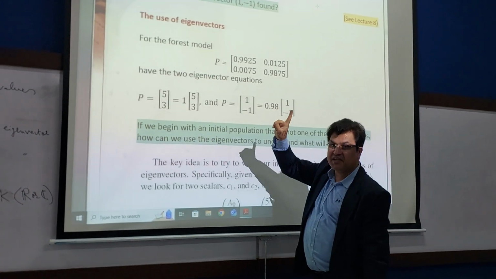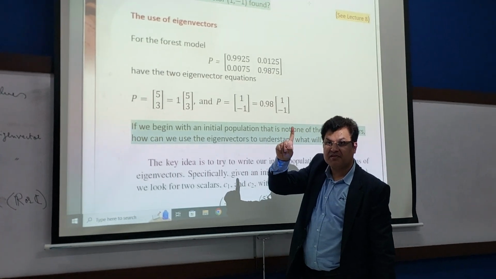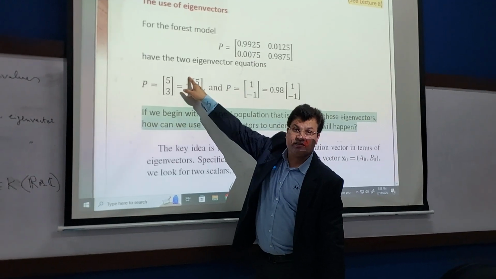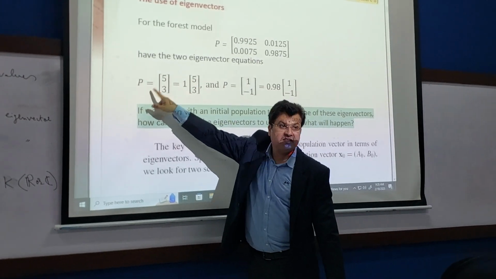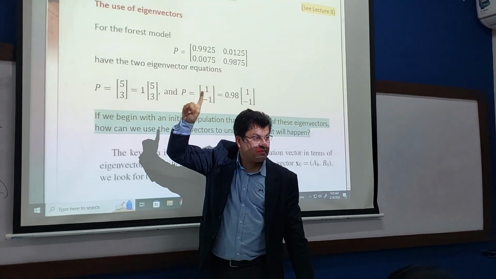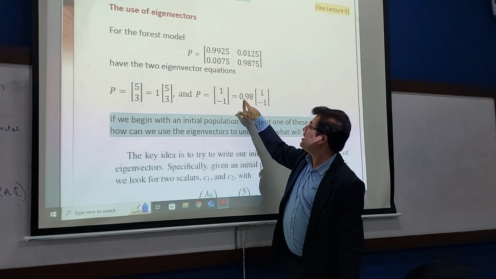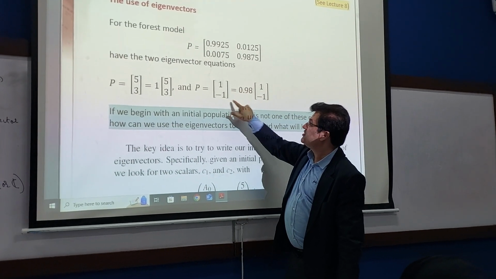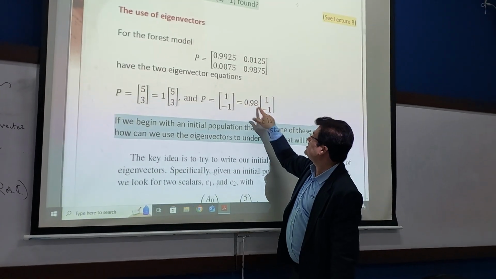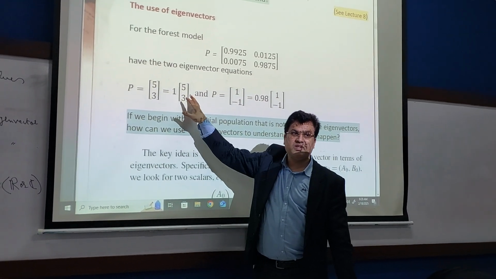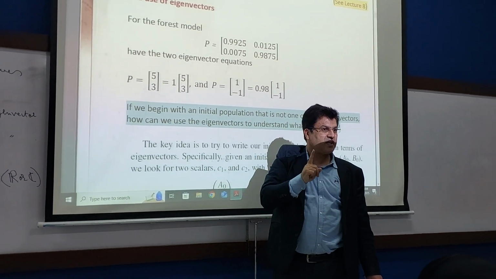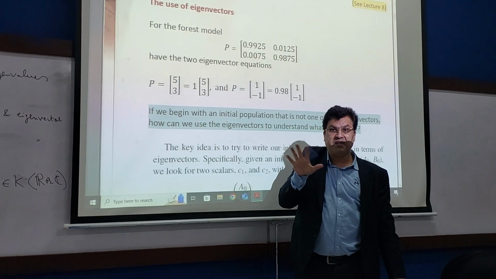If I want to predict the first time step, what will be this lambda power 1? The population in the first time step is lambda power 1 times vector 1. So multiply this by this, this by this, this by this, and you will get the population after one time step. Now this is not the complete story.